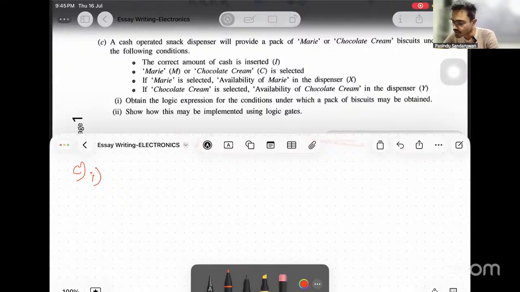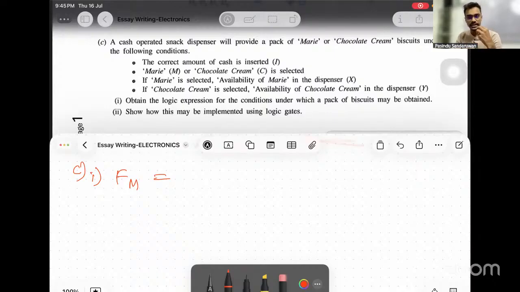First one: obtain the logic expression for the conditions under which a pack of biscuits may be obtained. A pack of biscuits means Mari or chocolate, so there is an OR connection. OR connections are plus connections. Then I need to focus on Mari or chocolate. First, let's see the conditions that I need to satisfy to obtain Mari. Say FM is the output that I need to obtain Mari.